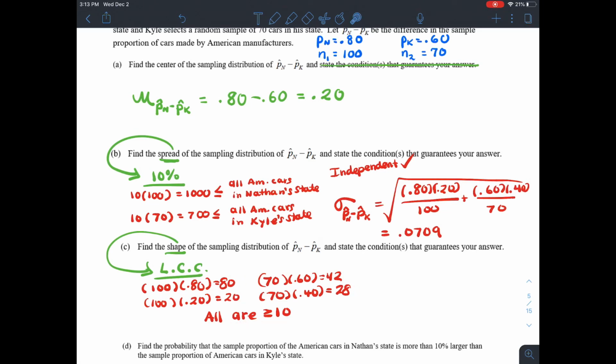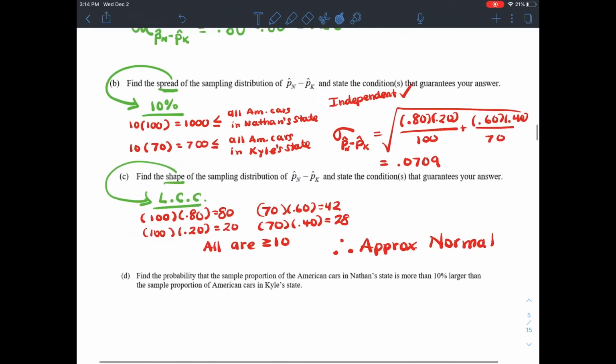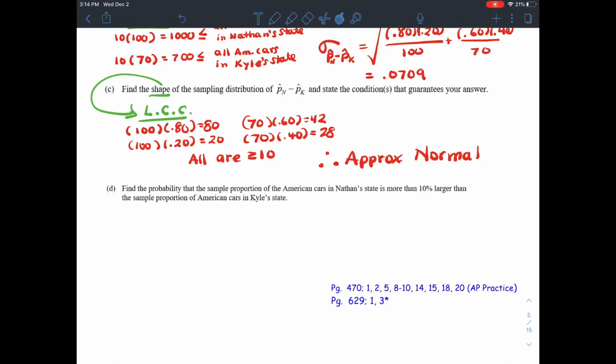Okay, you need to make sure that you mention something. You could put greater than or equal to 10 after each of the numbers or just make that statement there. So then I can conclude, therefore, approximately normal.